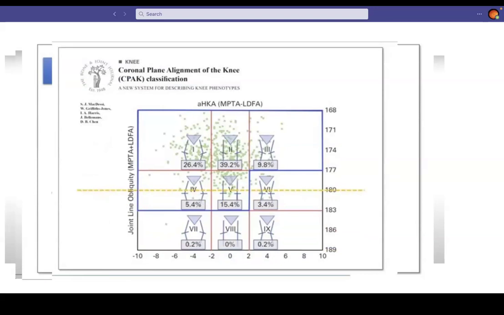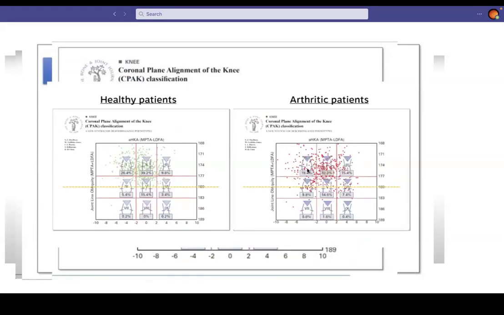And they found out that there are 9 phenotypes for knees. And this is the distribution. The green dots are the distribution among the healthy population. And here we have the distribution of the different CPAC alignments in the arthritic knee.